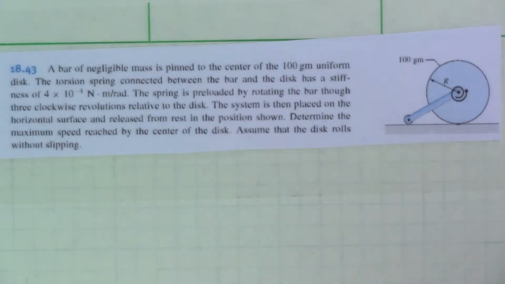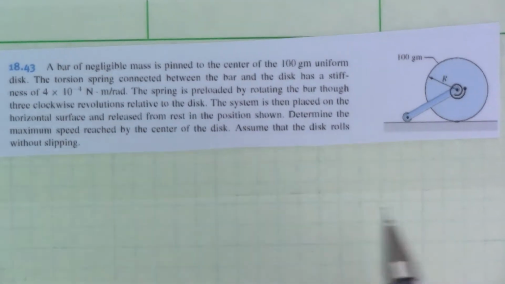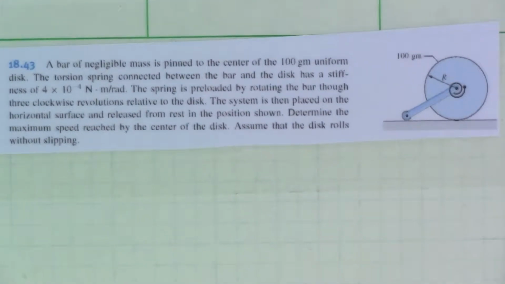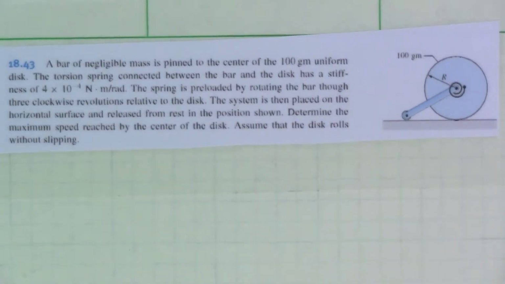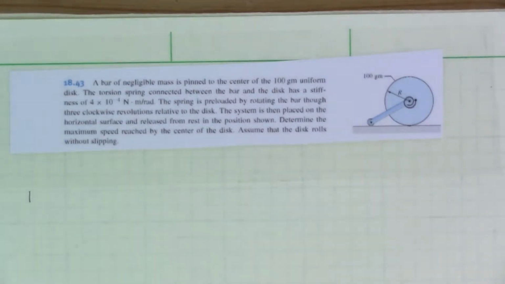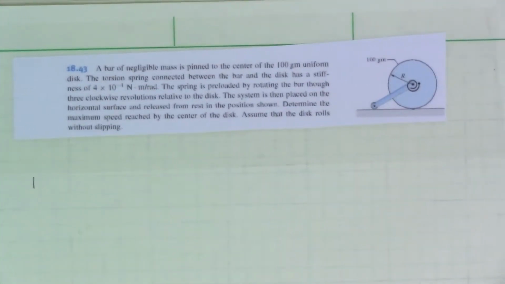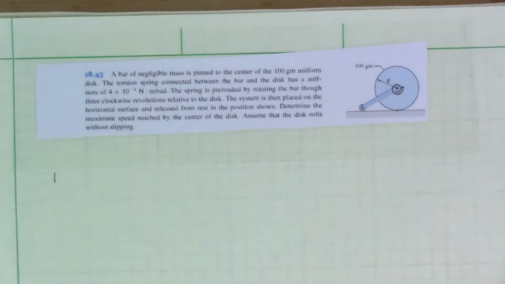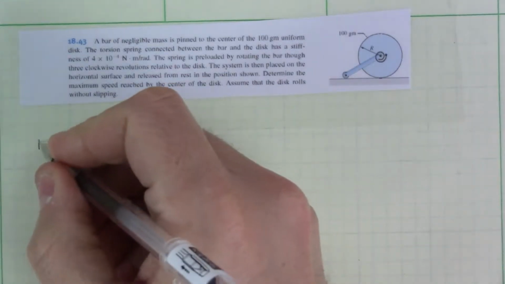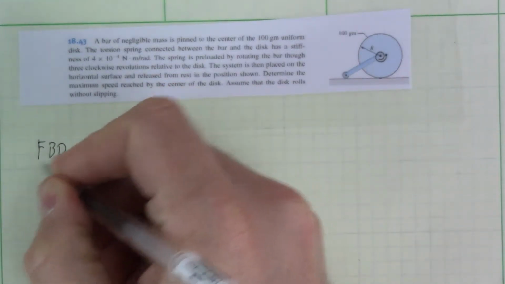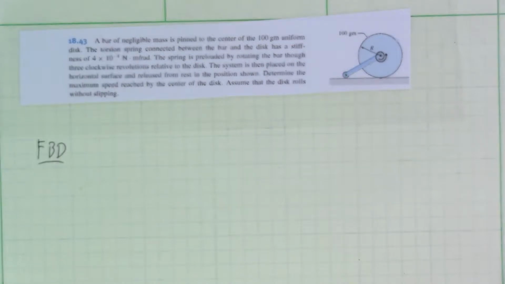Okay, so let's analyze this. We're looking for what that speed is. What do we determine? The maximum speed reached by the center of the disk, so the center of mass there. Let me zoom back out slightly so we have the full page in there. I think I printed this one a little too small. I'll remind you of some of the given information as we go along. So let's draw a free body diagram.